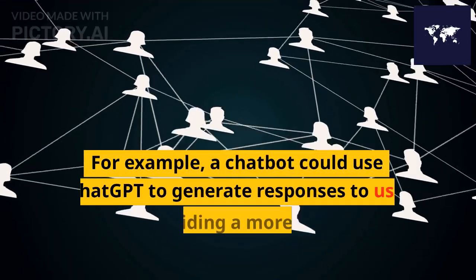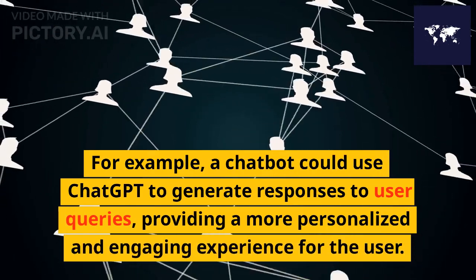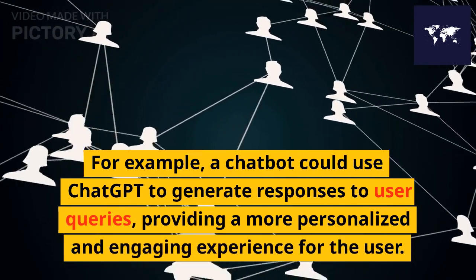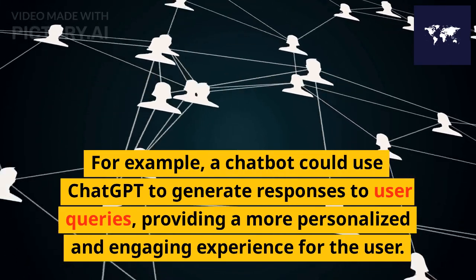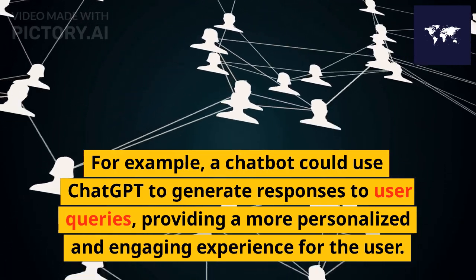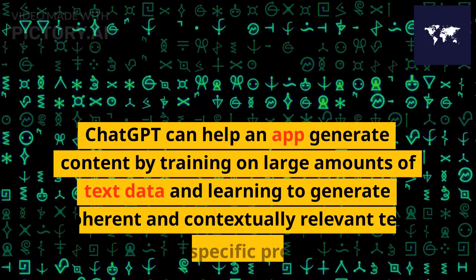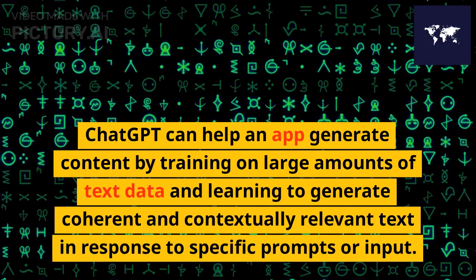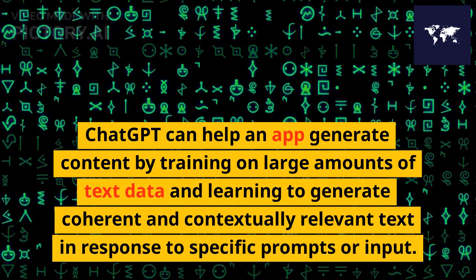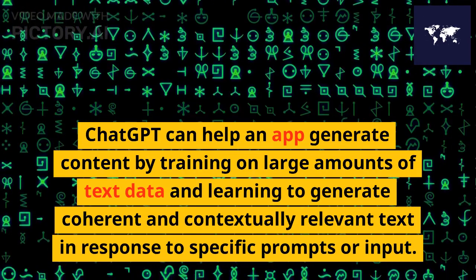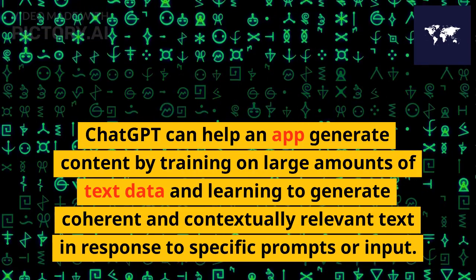For example, a chatbot could use ChatGPT to generate responses to user queries, providing a more personalized and engaging experience for the user. ChatGPT can help an app generate content by training on large amounts of text data and learning to generate coherent and contextually relevant text in response to specific prompts or input.